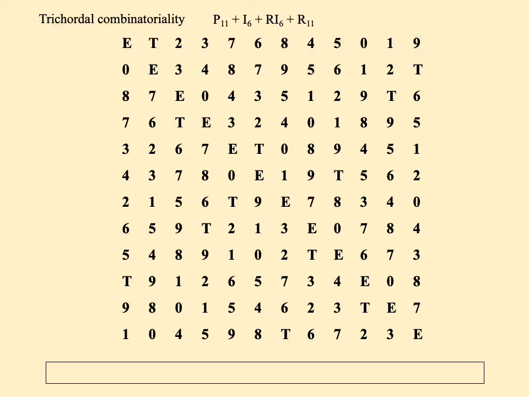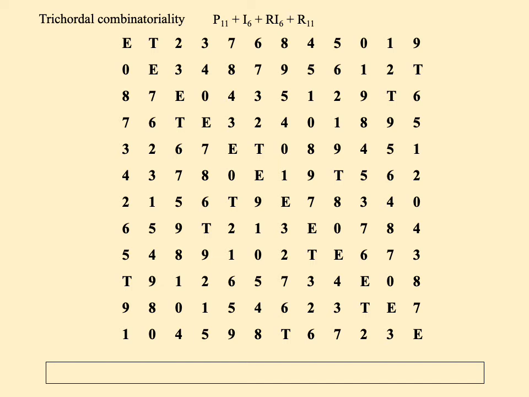So if you're combining 3-note pieces of a row, you're doing what we call trichordal combinatoriality. And it might work like this. There's that little weird looking equation written at the top of the page there. Show that to people if you want to scare them. That says P11 plus I6 plus RI6 plus R11. That's how we might think about combining different trichords from different rows to create a new row form.